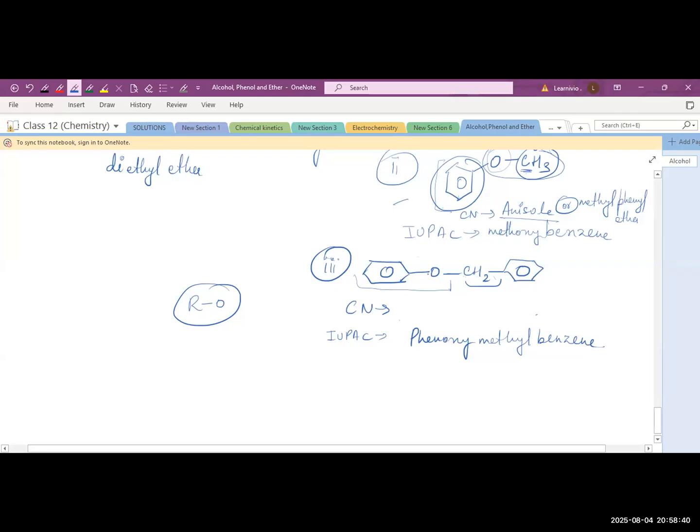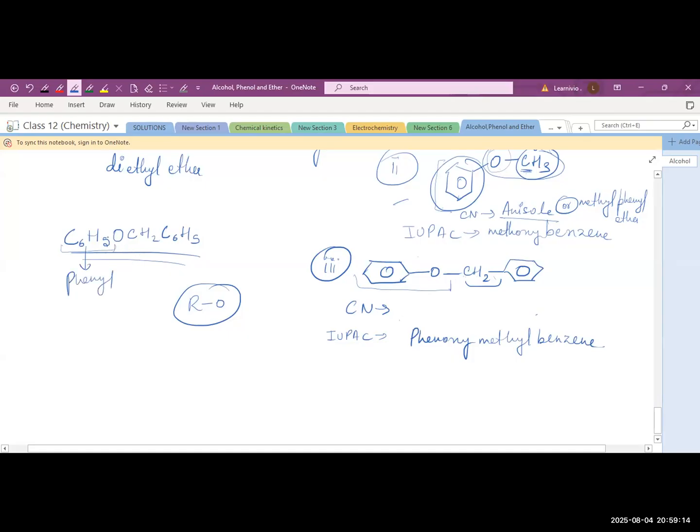This is your phenyl group, which is derived from benzene, right? This is your phenyl ring, C6H5. So how do you write it? Suppose I write C6H5. Sometimes in your exams it will not be written like this; sometimes it is given as OCH2C6H5, this type, right? So you can see this C6H5 basically represents a phenyl group, right?